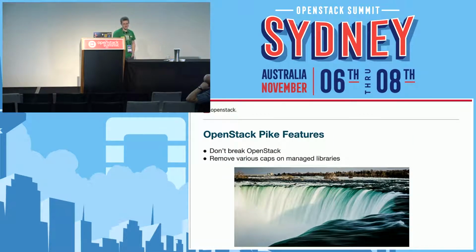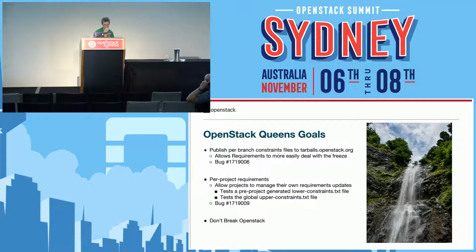What we did in Pike is not much. We didn't break OpenStack too much. There was a little bit of roughness at the beginning where we upgraded a couple of libraries that had caps that were very, very low and very, very ancient. I should have written those libraries down because it was kind of annoying to have to remove those, but not much in Pike.